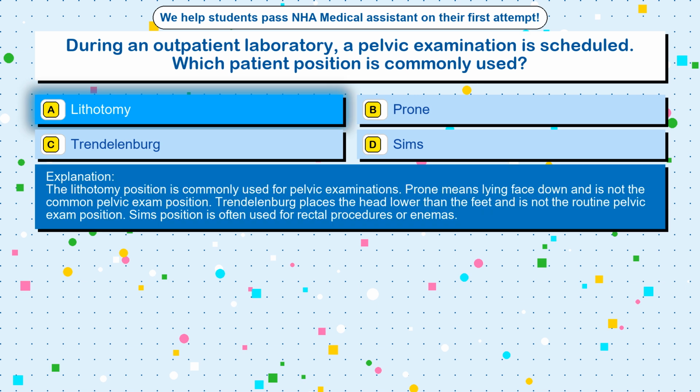Lithotomy. The lithotomy position is commonly used for pelvic examinations. Prone means lying face down and is not the common pelvic exam position. Trendelenburg places the head lower than the feet and is not the routine pelvic exam position. Sims position is often used for rectal procedures or enemas.